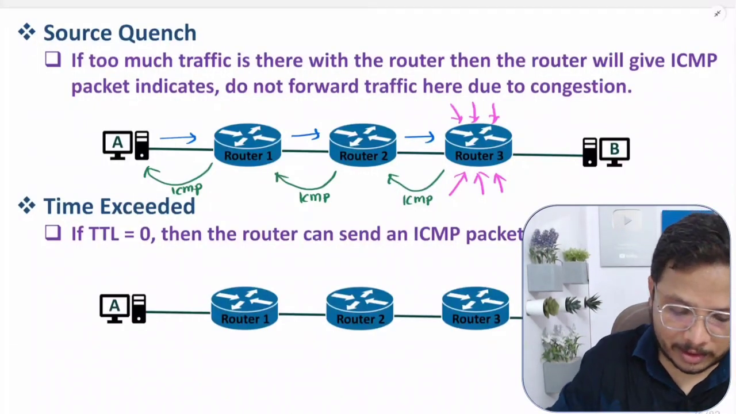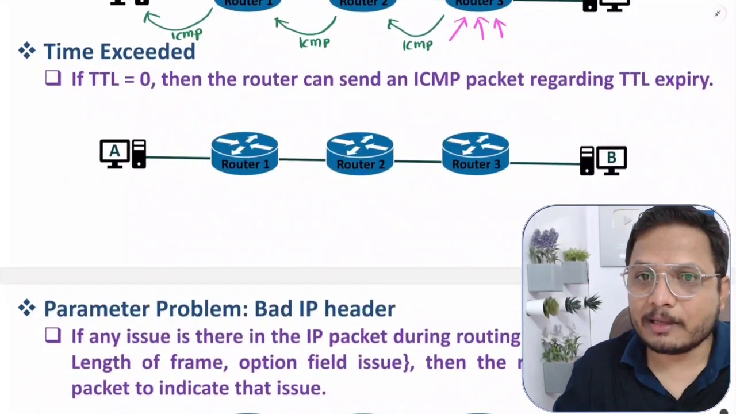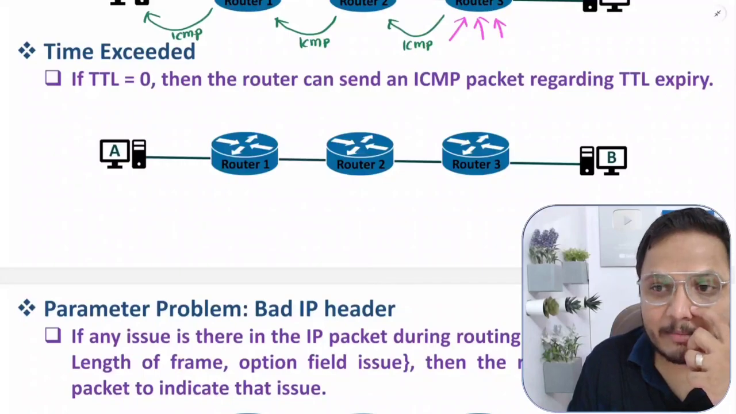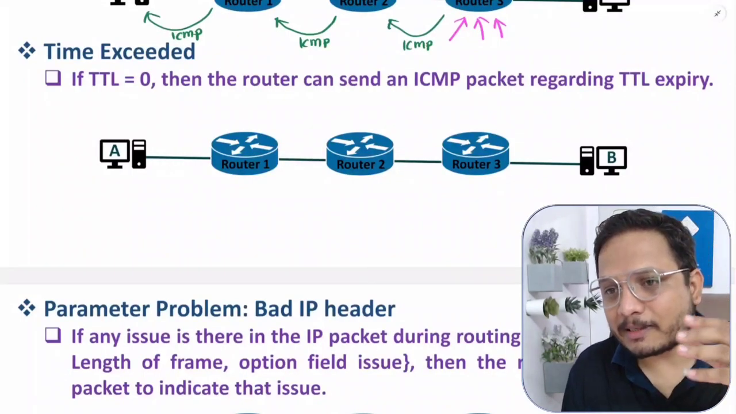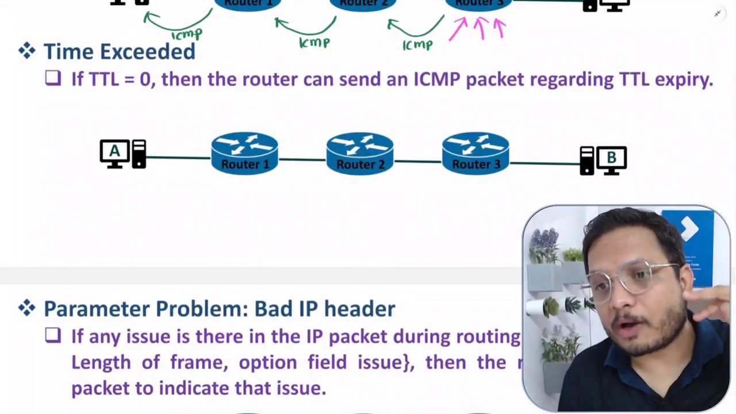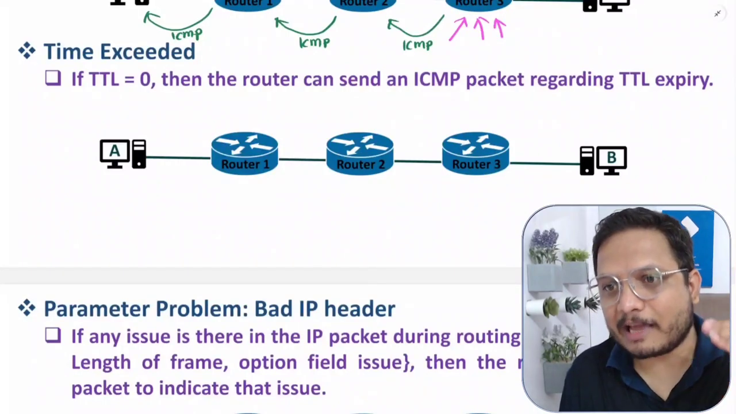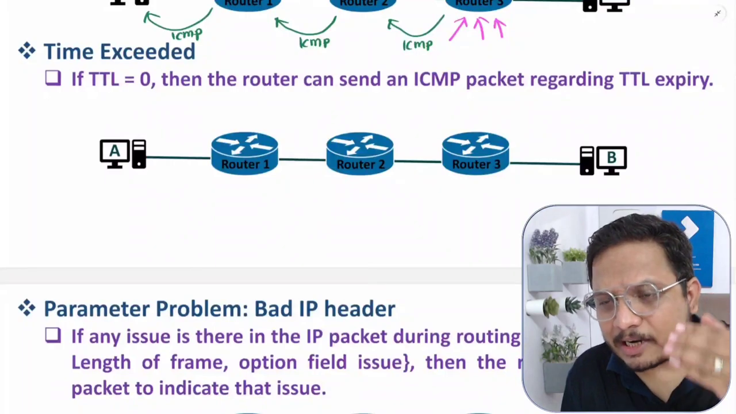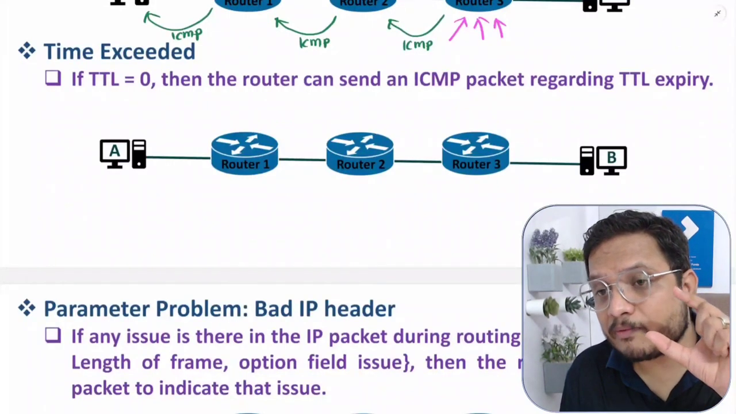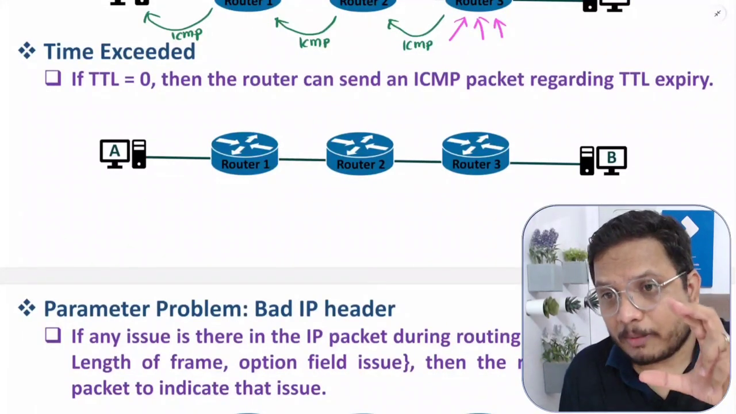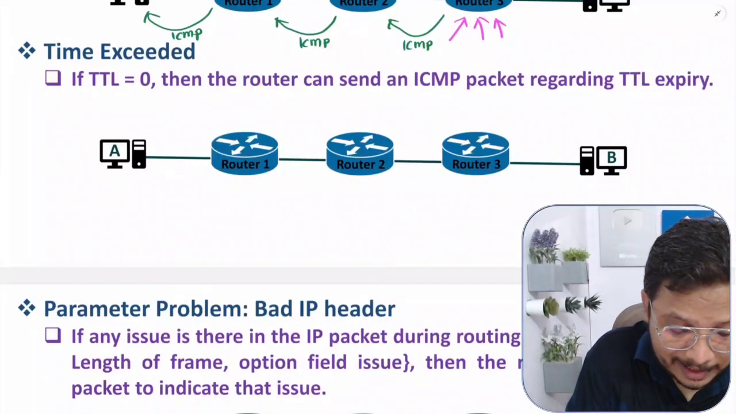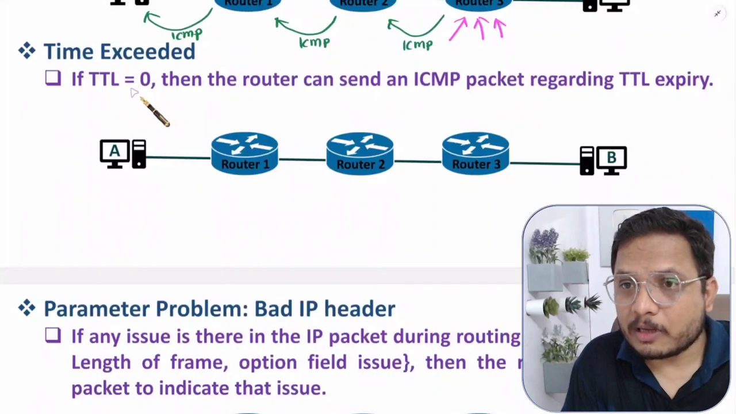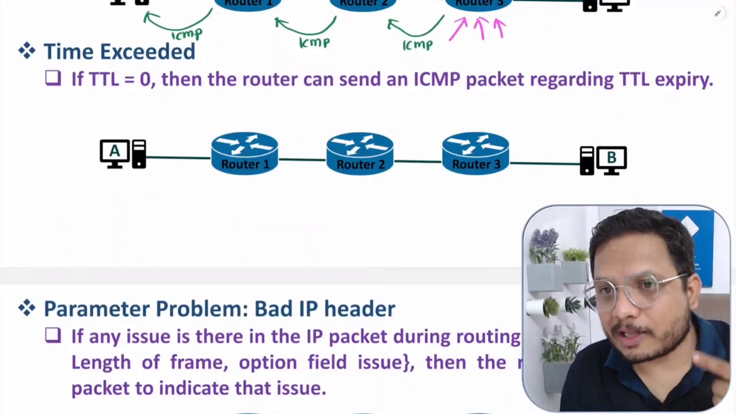Now let us try to understand one more essential usage, that is time exceeded. So time exceeded means what? Time exceeded means the frame cannot be forwarded further. And that we have already studied in the IPv4 packet format. In that I told you about TTL, time to live. If it is zero, then further hopping is not allowed.